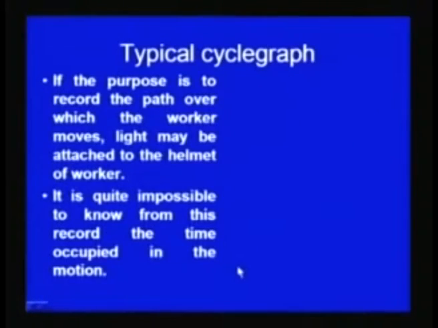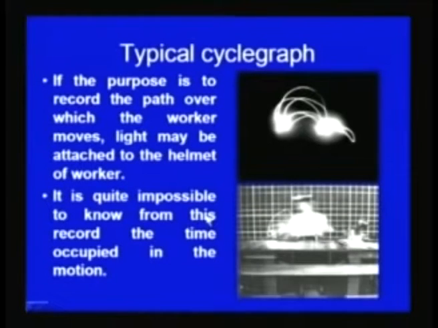The typical cycle graph can be seen as white lines indicating the path of movement of the hands during the work. If the purpose is to record the path over which the worker moves, the light may be attached to the helmet of the worker.